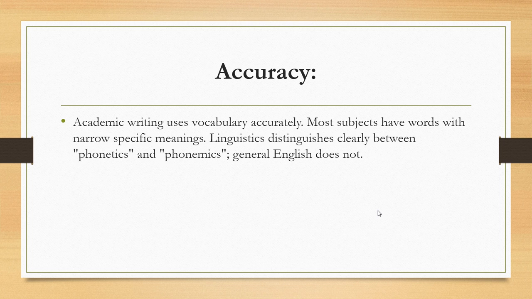Accuracy. Academic writing uses vocabulary accurately. Most subjects have words with narrow specific meanings, so the writer must be accurate while writing an academic piece of writing, because the feature of academic writing is accuracy. Linguistics distinguishes clearly between phonetics and phonemics. Generally, English does not. When we are speaking generally, we cannot differentiate phonetics and phonemics, but linguistics does differentiate between these two things.